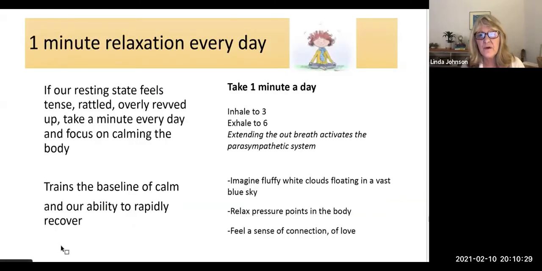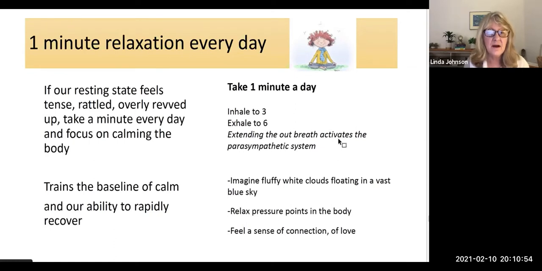Okay, so here's four of our practices. And this 1 minute relaxation every day is a wonderful practice. And this is a different breath exercise. So we'll try it a couple of times. And this is shifting out of anxiety and inducing relaxation. So what we do is we use the breath for this, and we're going to inhale to three and exhale to six. And we're going to do that three times.